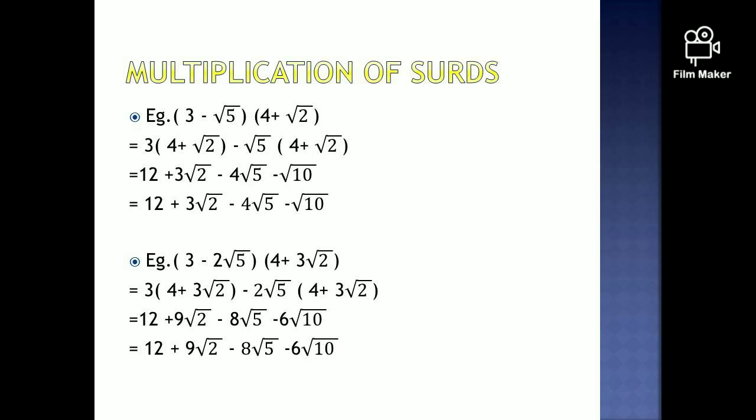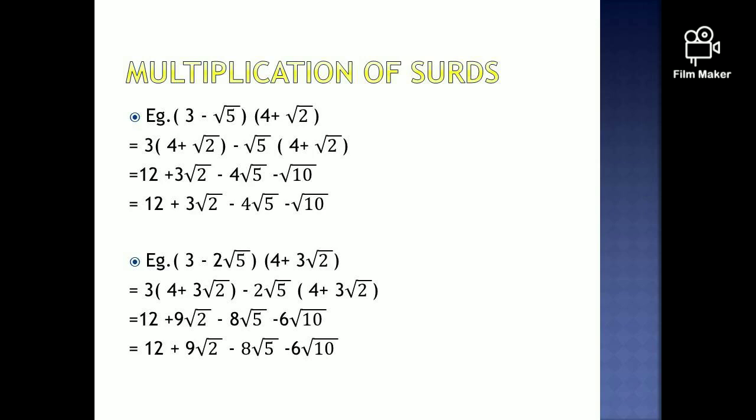Then we can write the answer. 3 into 4 is 12. 3 into root 2 is 3 root 2. Minus root 5 into 4 is minus 4 root 5. Minus root 5 into root 2 is minus root 10. How do you get root 10? That is 5 into 2. You can multiply the terms inside the square root separately.